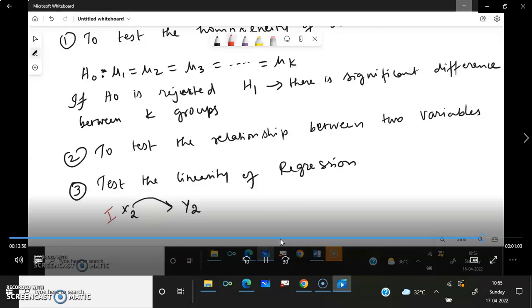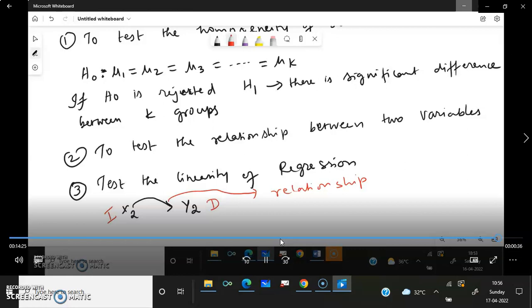Linearity of regression means if x varies, to what extent does it impact y? X is the independent variable, y is the dependent variable, and x has an impact on y. To what extent is it having the impact? That is the relationship between x and y. When x varies, y also varies. This relationship you are trying to establish using this ANOVA.